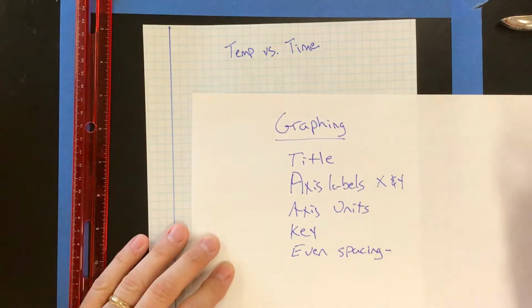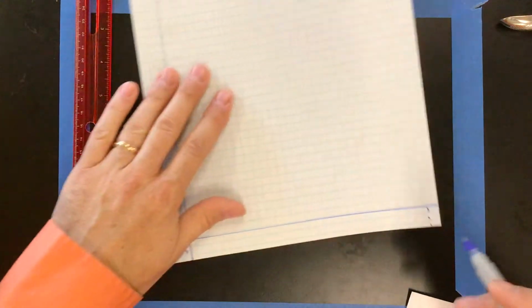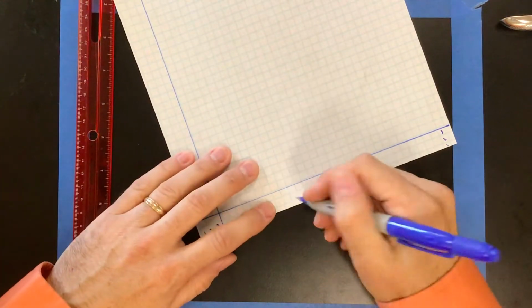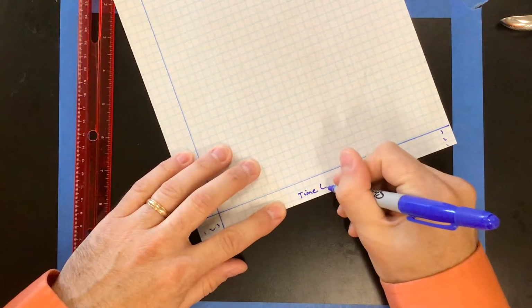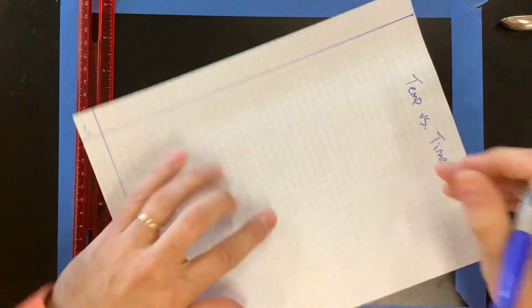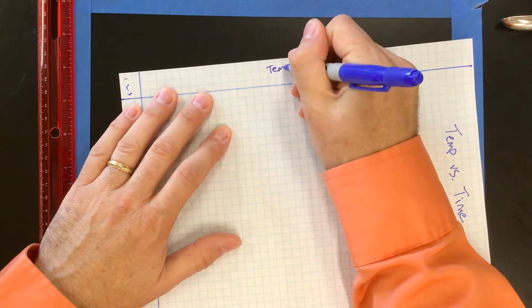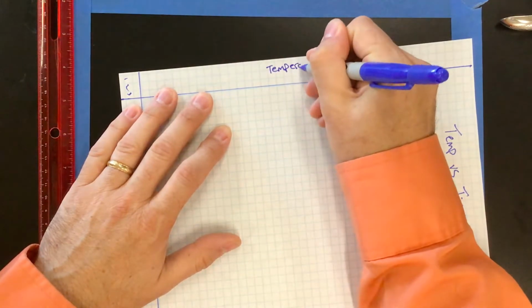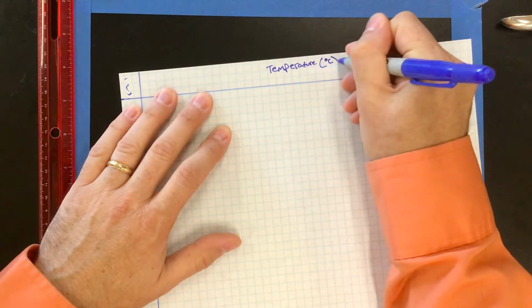We need a label and units for both of those. So on here, our x-axis is going to be time. And for most of our labs, we'll be doing minutes. Over here on our y-axis, we'll call this temperature. And we're usually going to be using degrees Celsius for that.